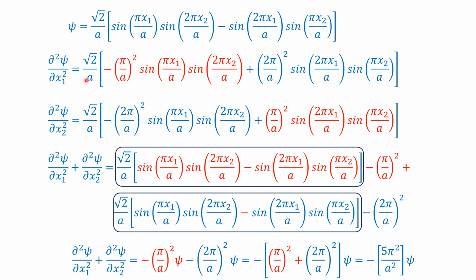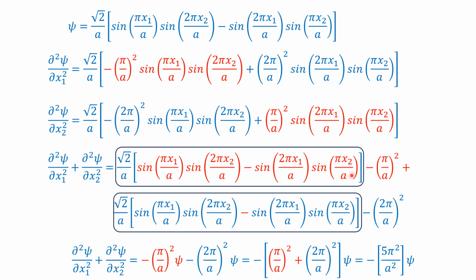Now you add this. What will happen? The square root of 2 over a is common. Now you take pi over a as common, because in that case you can take pi over a squared as a common term. So you take minus pi over a whole square as a common factor. Then the rest of the factor, minus we have taken already out, so this will be sine pi x1 over a multiplied by sine 2 pi x2 over a. Then you can take this red color term, because in the red color term only you have pi over a whole squared as a common factor.